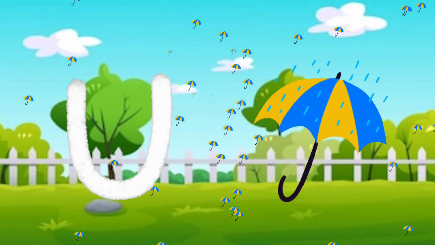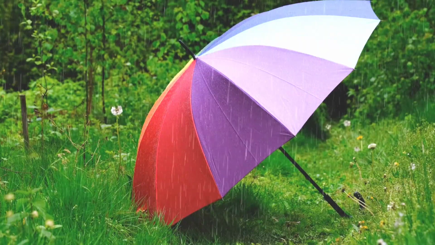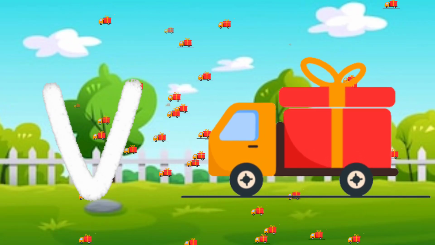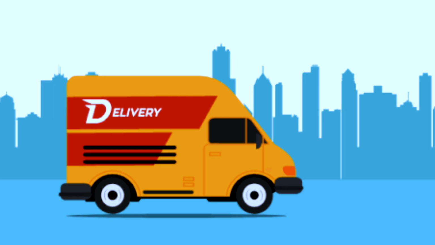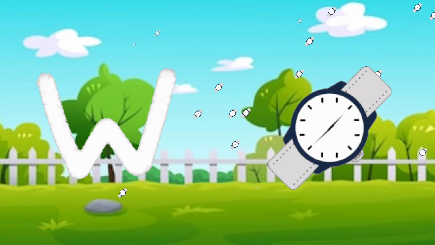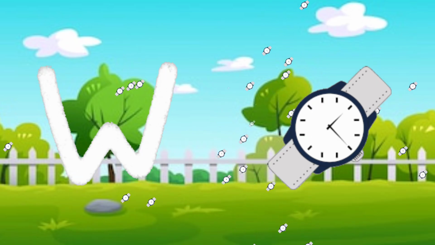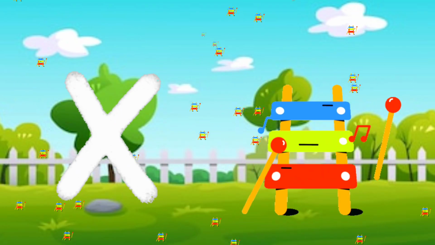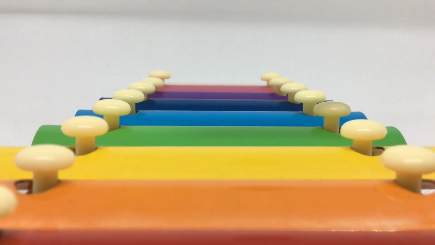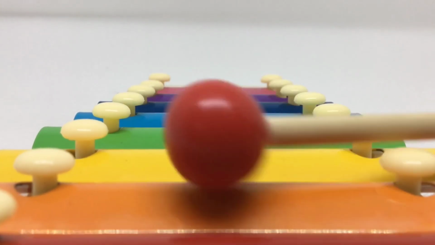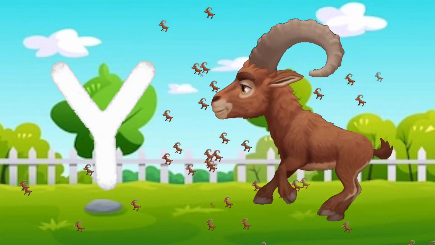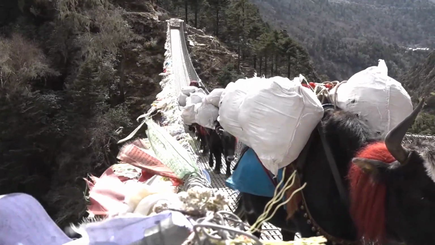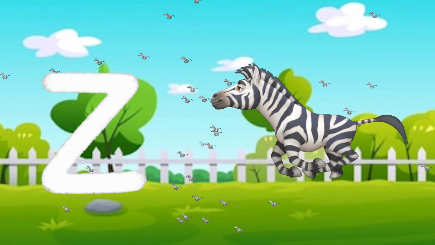U for umbrella. V for van. W for watch. X for xylophone. Y for yuck. Z for zebra.